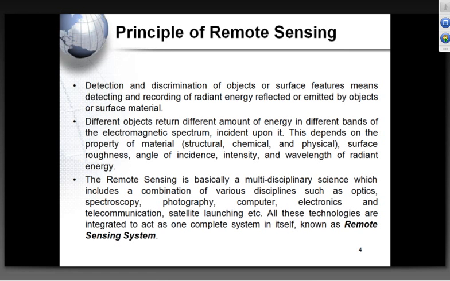Now, the principle of remote sensing. So what is the principle behind remote sensing? Remote sensing is basically the science of acquiring information on the Earth's surface, whatever the data is available on it, without actual contact of that particular object, and taking that data, analyzing it, processing it, and applying it on a particular application. So in that case, detection and discrimination of objects is necessary.